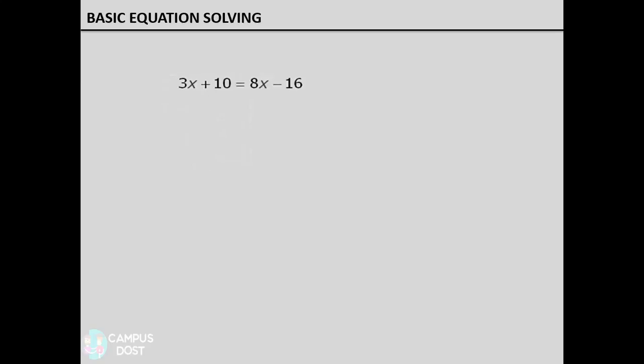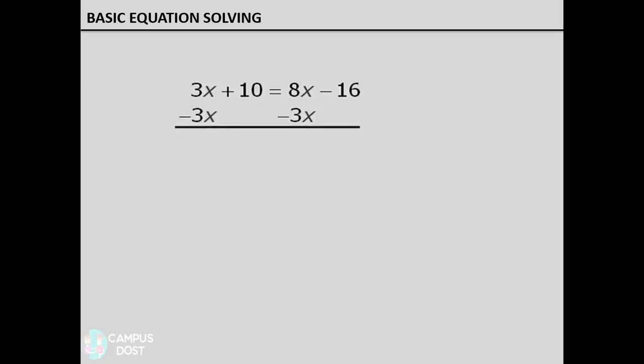Here's another one. In this equation, we have x on both sides of the equation. So let's first move all of the x's to one side. One way to do this is to subtract 3x from both sides. When we do this, the 3x on the left-hand side is eliminated, leaving us with 10. On the right-hand side, we get 5x minus 16.